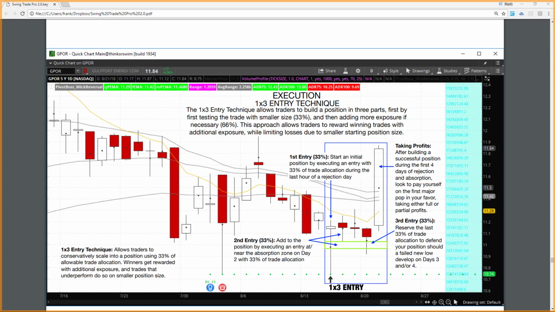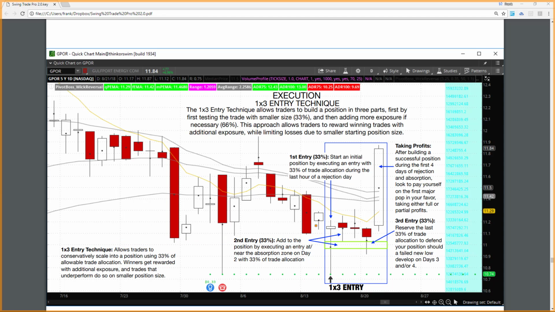Right here we have a great rejection day trade sequence. You have a huge rejection day here with an automated signal. You see the midpoint is right there. This is the top of the absorption zone, and so you have this absorption zone right here. And typically speaking, there's many ways to engage this zone, right?